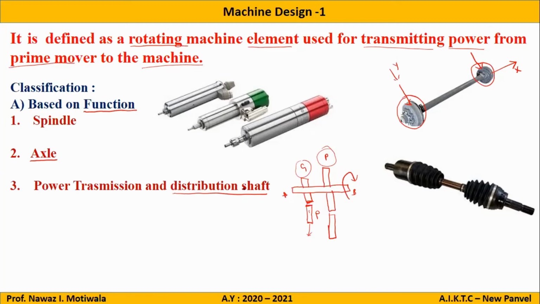Now again, if I ask you what are the different kinds of load acting on this shaft, what will that be? As we saw, in the spindle there will be only torsion. In the axle, there will be only bending. What kind of load will be acting on this shaft, which is a power transmission and distribution shaft? Yes, twisting. Twisting, good. Only twisting? Bending. How can you say bending? What's the reason for that? Gears are attached perpendicular to the shaft.